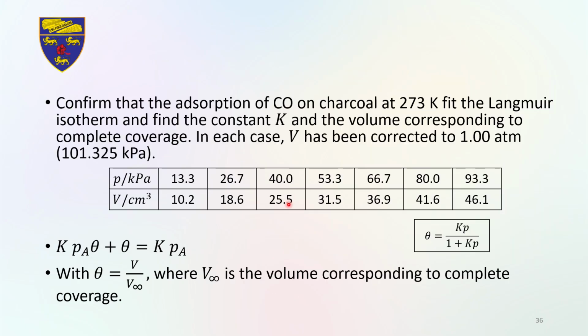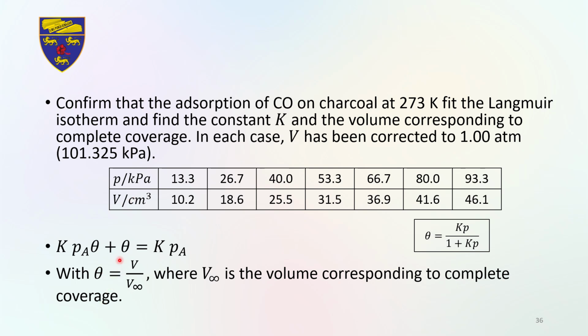Now let's look into an example which involves the adsorption of carbon monoxide on charcoal at 273 Kelvin. You are asked to find the equilibrium constant K and the volume corresponding to the complete coverage. These are the data given at different pressures and also the volume for carbon monoxide. We use the Langmuir isotherm to determine the respective equilibrium constant and also the volume required for the monolayer coverage on the charcoal.